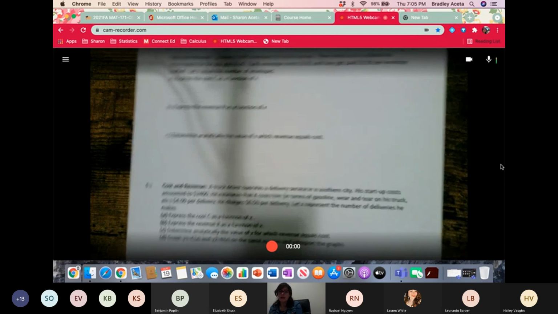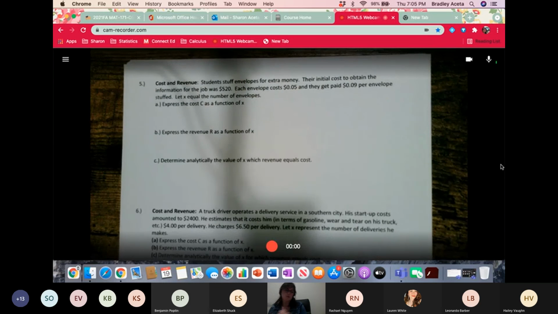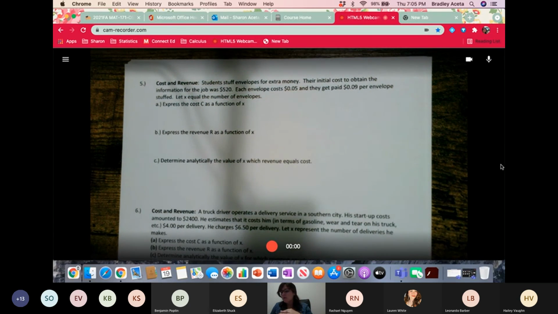All right, last 2 questions. They look wordy, but they're not too bad. Last 2, and we'll be done. Okay, and these are cost revenue questions. So if you're going into business, you would see a lot of this. Students stuff envelopes for extra money. Their initial cost to obtain the information for the job was $520. Each envelope costs 5 cents and they get paid 9 cents per envelope stuffed. Let X equal the number of envelopes. So you are to express the cost C as a function of X.